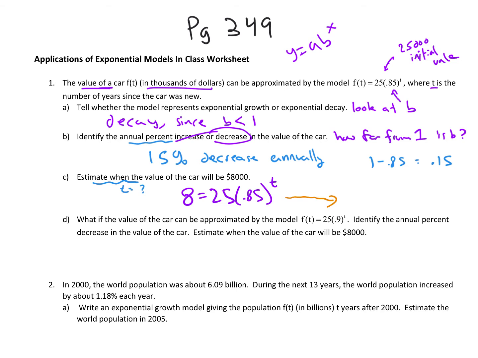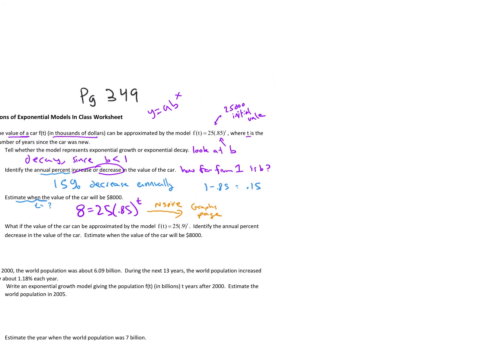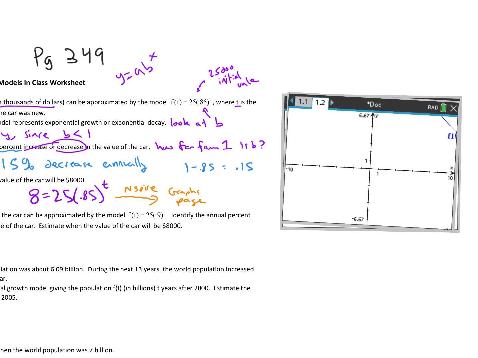We could start plugging in values of t to guess and check, but let's take a look at our Inspire. So open your Inspire to a graphs page. I've got some screenshots we can look at over here. So to start, you've got your graphs page. You're going to type in our function here, 25 times 0.85 to the x. The calculator uses x, f1 of x, so you take your t and turn it into an x. It won't work if you use t. So we type that in, hit enter, and when you do that, this pops up.